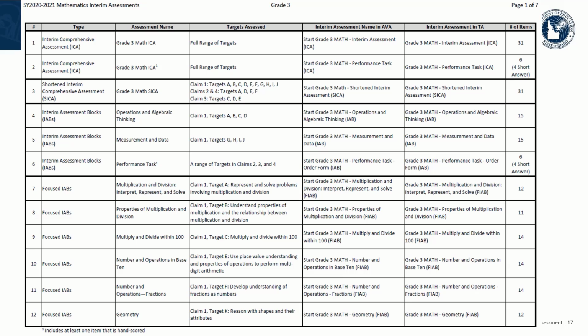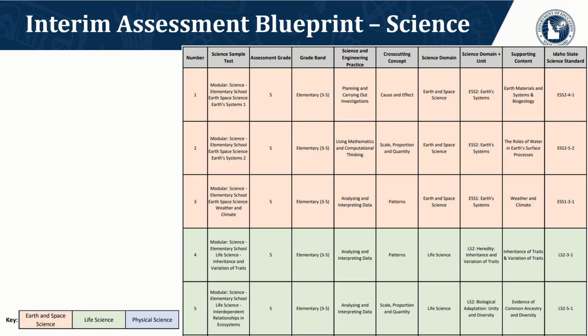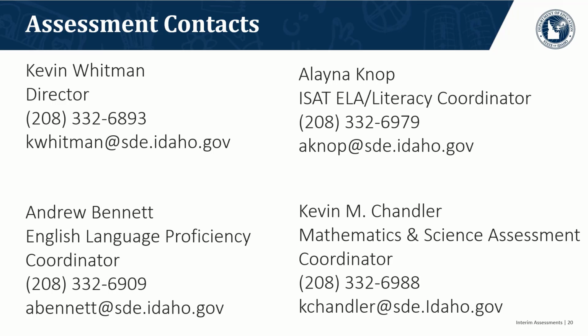Keep in mind these are fixed forms, meaning that the same questions will appear each time the student takes a specific interim. There are also summaries of the ELA interims that convey the same information. We can't forget about science. There are also science interim blueprints for each grade band. They list out all the interims available for each grade band, including the 3 dimensions and standard alignment for each science interim.